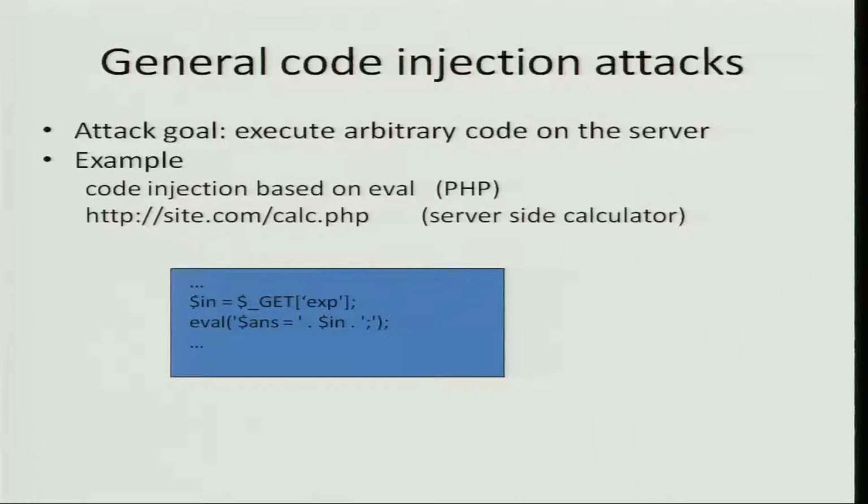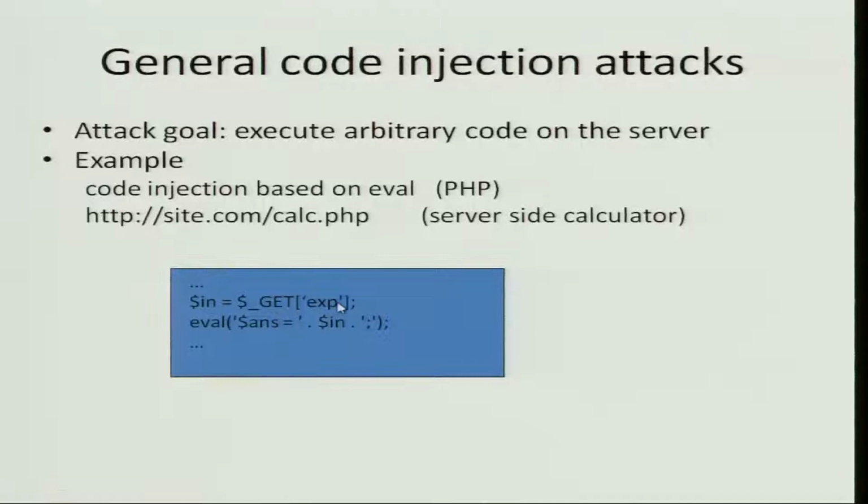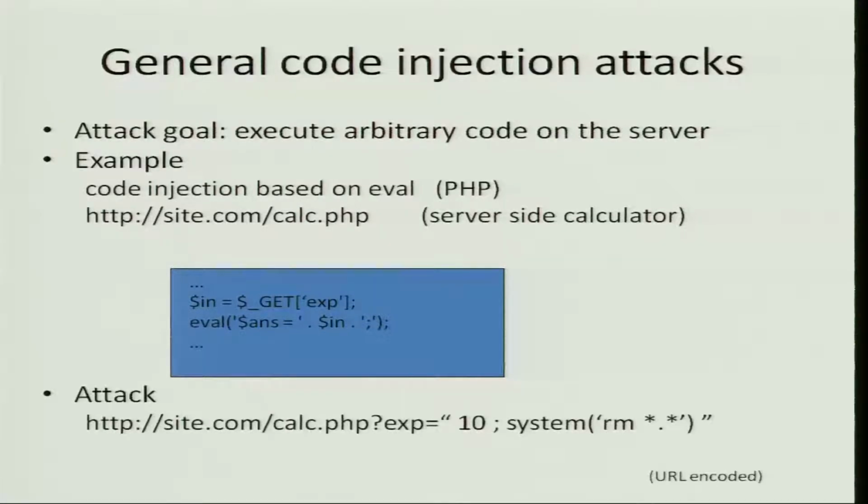So let's take an example. Let's say you have a PHP based calculator on a particular website you are hosting. Users go to the website and type an expression in the browser, and the calculator is supposed to evaluate the expression. The code will look like this: get the expression, eval the expression, and output the result. The way one could attack this is by doing URL encoding.